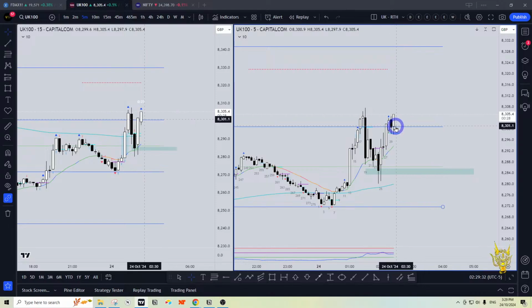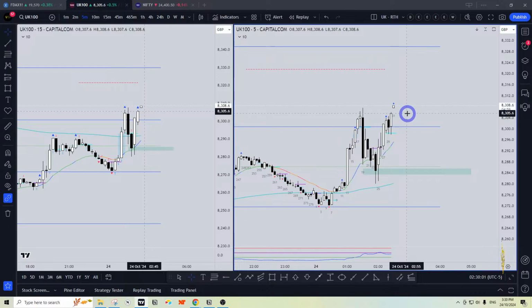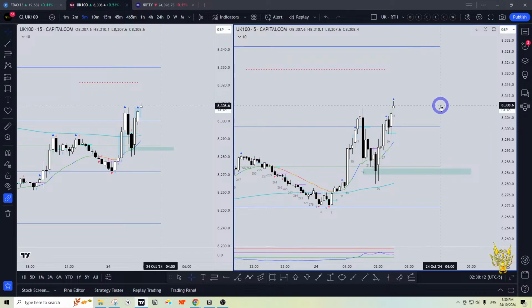So the sell triggered. Probably traders selling the close or selling above, but it looks like that's going to run the stop of that. Sell. And now FTSE's going to have a high one buy signal. Okay, so it just rockets up, triggers the high one.